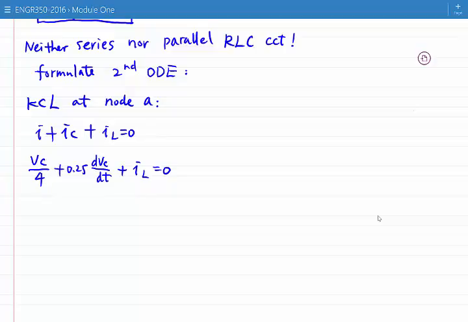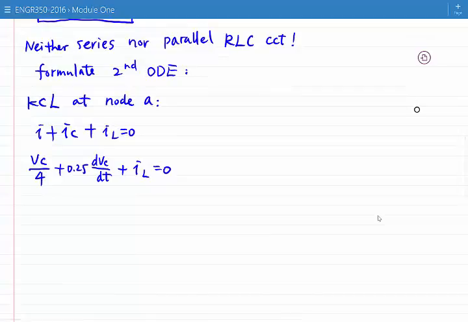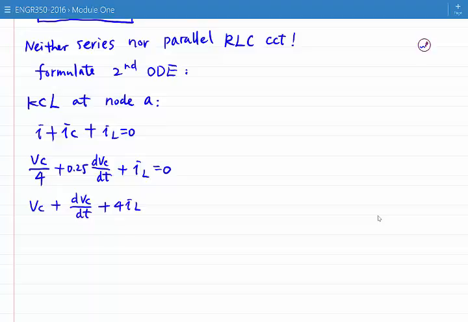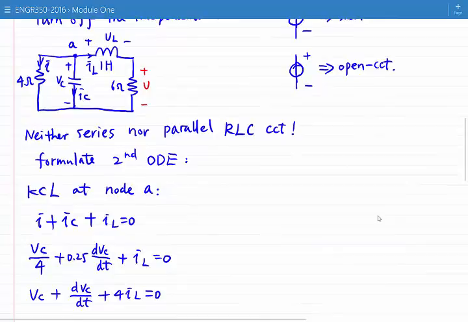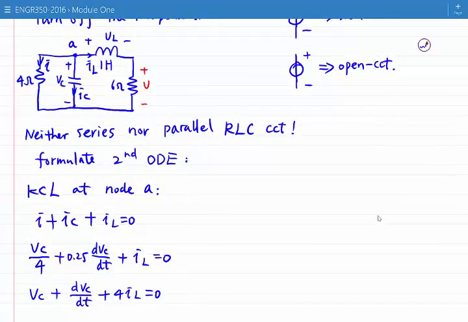So let's massage the equation a little bit. We multiply both sides of the equation by 4. So we have VC plus dVC over dt plus 4 times IL is equal to 0. We have two variables, VC and IL, in the equation, so we want to replace one variable with another. Say I want to replace VC using IL. How do we do that? Let's look at our circuit. We have VC here.